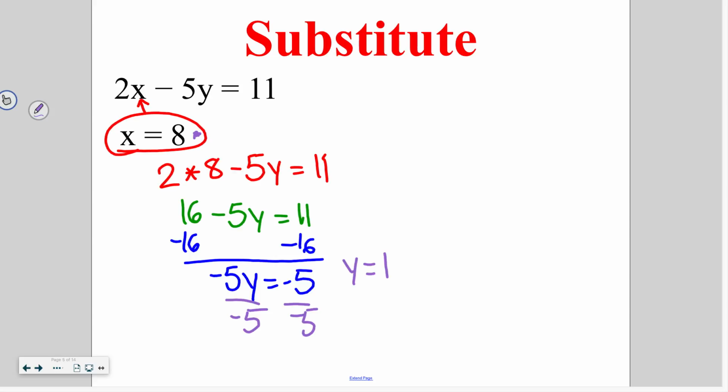So you do have to write out your final answer, however, as 8, 1. We are still looking for that point of intersection, which means we still need that ordered pair as our answer. I'm telling you right now, on the homework and on the test, if I'm seeing that, it will be marked as wrong if you do not have this ordered pair written out like so.